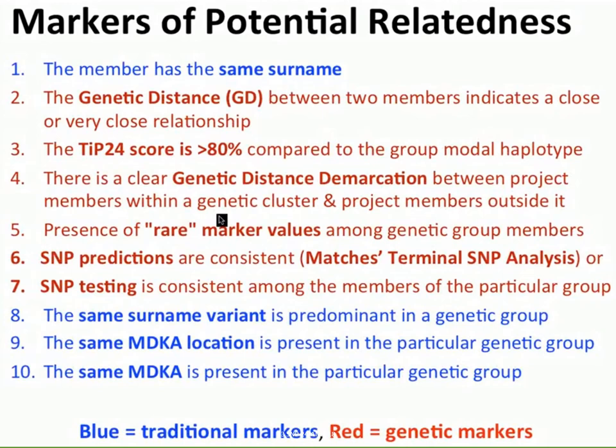Four things, 10 things. So the blue are traditional markers and the red are genetic markers. Or another way to say that, the blue are the things we've done for a long time and the red are the things we do with SNPs.